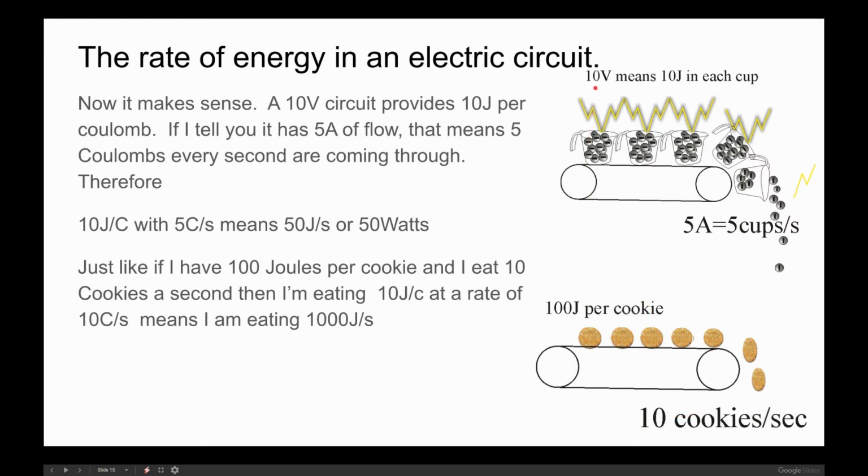If I have 10 volt electron bundles and 5 bundles or cups of electrons per second are coming down, then you've got 50 joules every second, which is 50 watts.